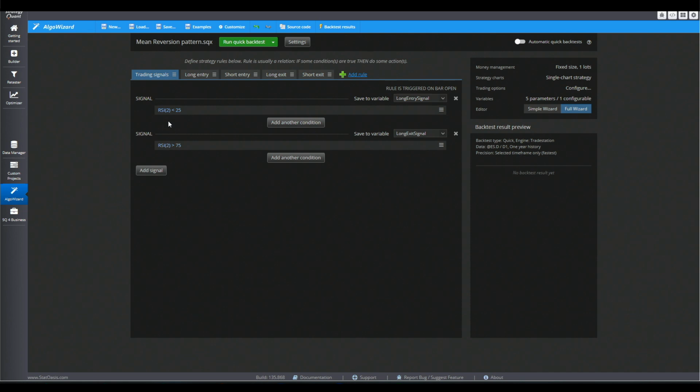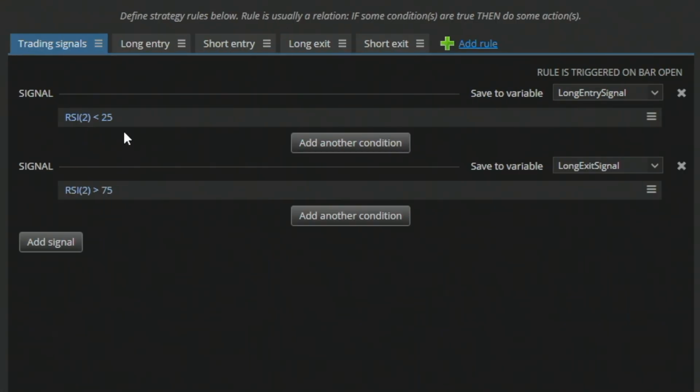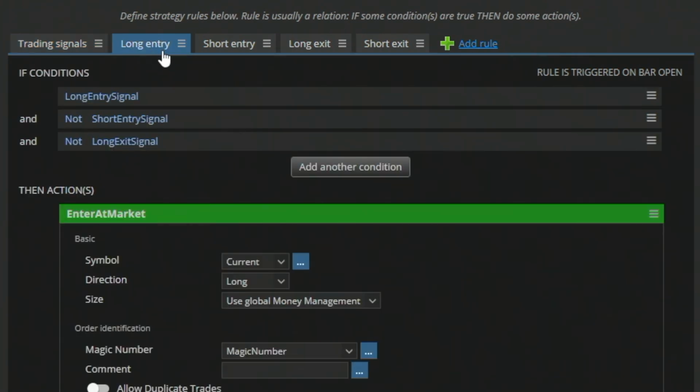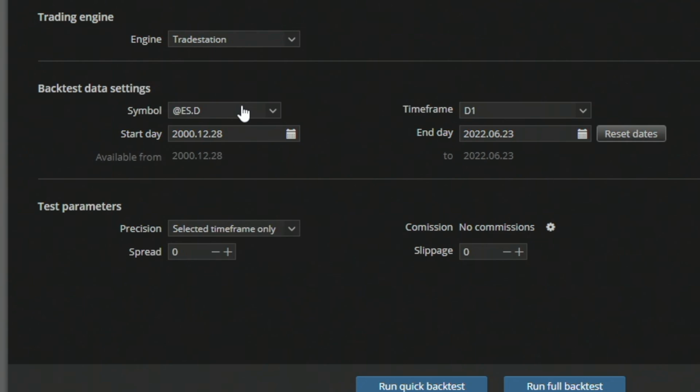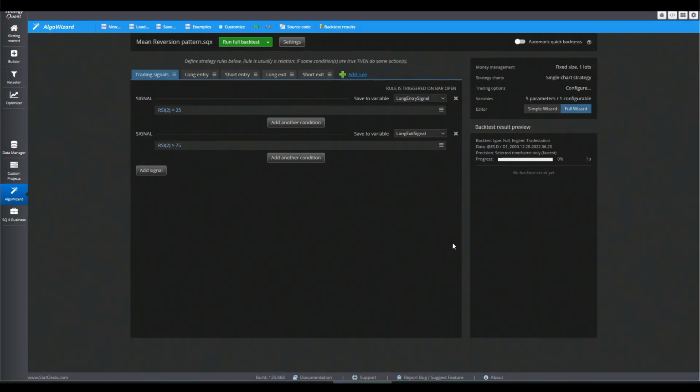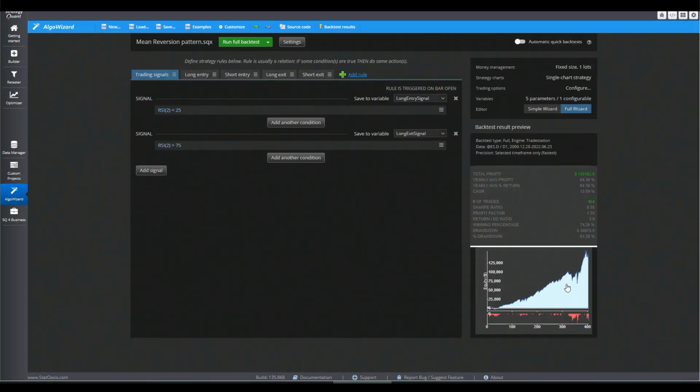It is the RSI 2, so when the RSI 2 is below 25, we buy. When it's above 75, we exit. So this is long entry only. There's no short entry because I'm building it on the S&P 500. And if I run this, there is no slippage or commission. And this is the strategy you get.